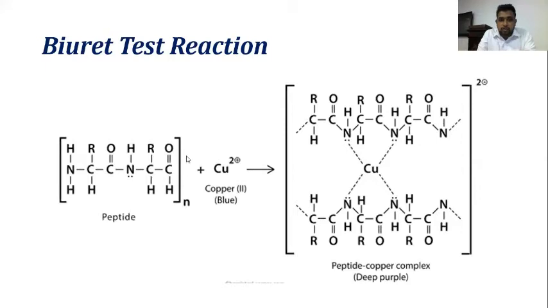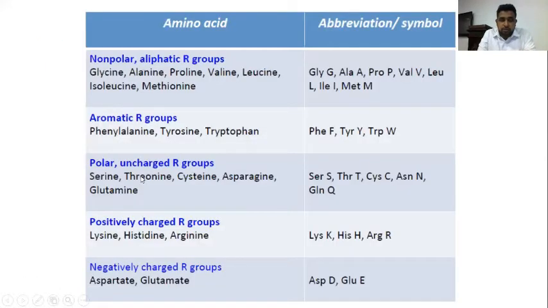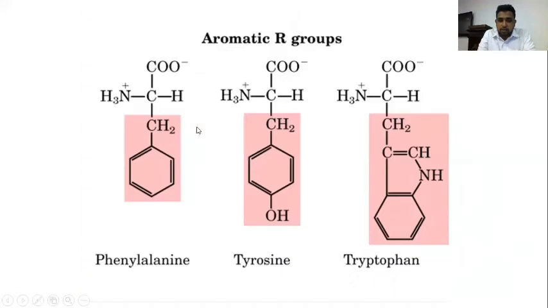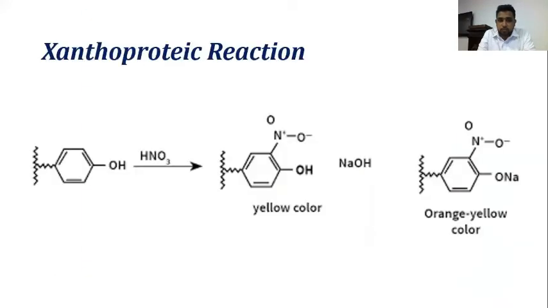So I got this chart from Dr. Madhubhashini's lecture. I think you must be familiar with that. So she has given aromatic R groups containing amino acids: phenylalanine, tyrosine, and tryptophan. So amino acids containing this kind of aromatic rings will give positive results for xanthoproteic reaction. Okay, so xanthoproteic reaction is this. This is a very simple one.